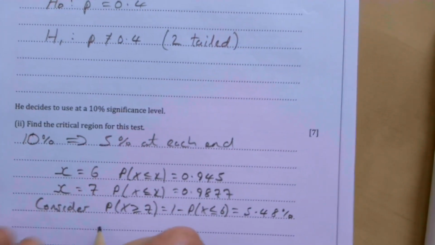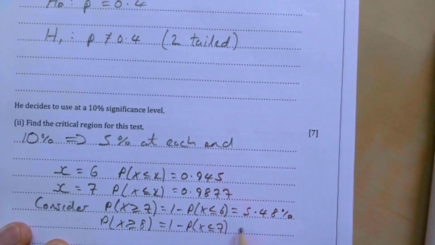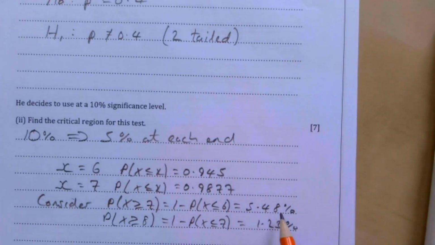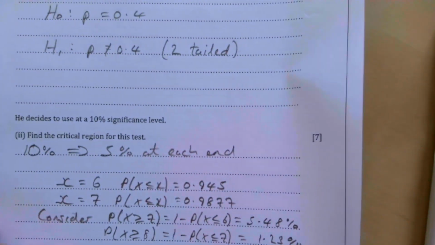Then for 8, it's obviously 1 minus the probability up to 7, and that's 1.23%. So the 5.48% signifies that 7 is not in the critical region, so that's up at the top end, and that 8 is, so it's going to be 8, 9 and 10. And again if you try 9 and 10 they're already well in there, much less than 1.23%. Let's check then at the other end.